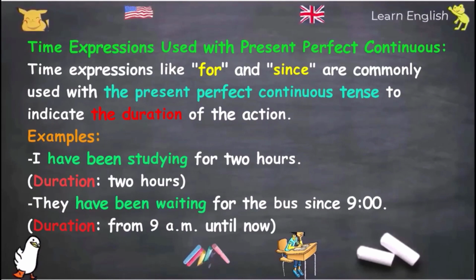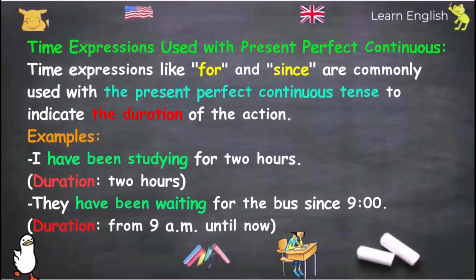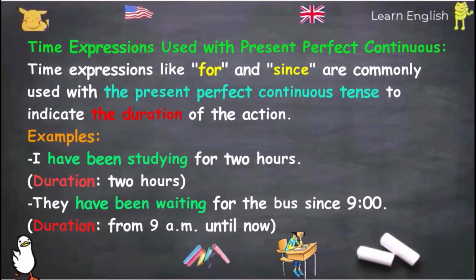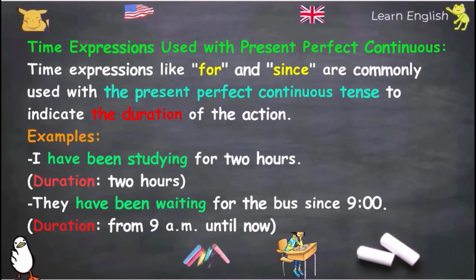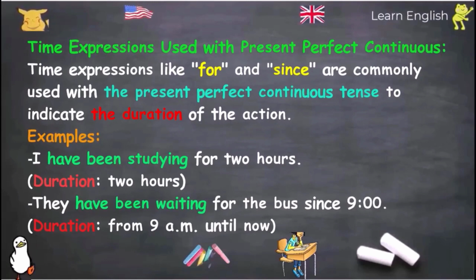Time expressions used with present perfect continuous. Time expressions like for and since are commonly used with the present perfect continuous tense to indicate the duration of the action. Examples. I have been studying for 2 hours. Duration: 2 hours. They have been waiting for the bus since 9 o'clock. Duration: from 9 a.m. until now.